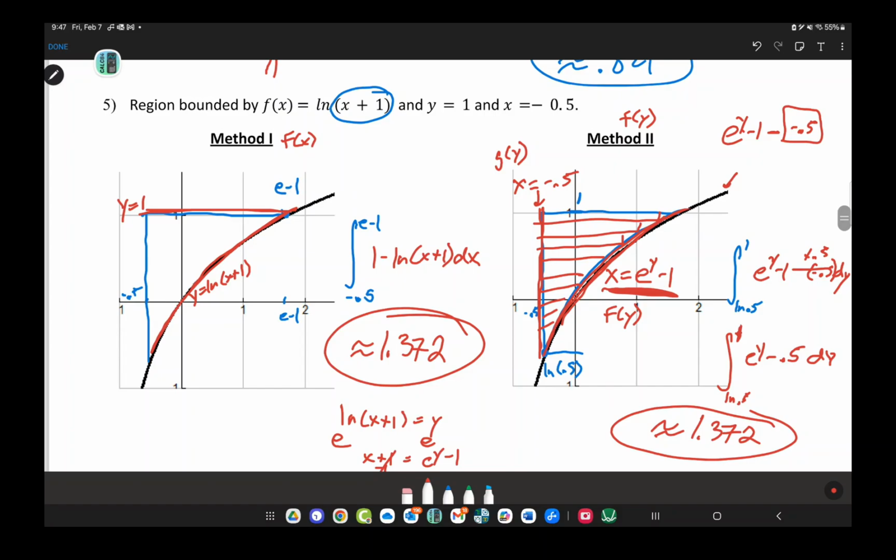Are you wondering where it got the bounds? Yeah, like, if you read question 5, how would you know to stop at e minus 1? We wanted to see where these two functions intersect. So where natural log of x plus 1 is equal to 1. Where's that? x plus 1 equals e, so x equals e minus 1. That's where we get the e minus 1.